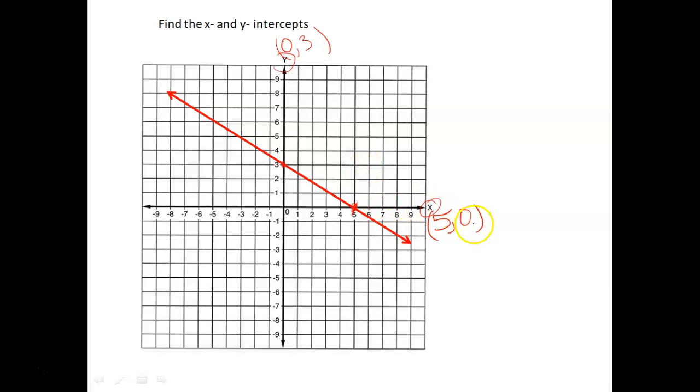So if you notice, for the x-intercept, the y-coordinate is 0, okay? For the y-intercept, the x-coordinate is 0. So if I give you a question and I give you just a graph and I say find the x and y-intercepts, you would say the x-intercept is 5, and you would say the y-intercept is 3. It is that simple.